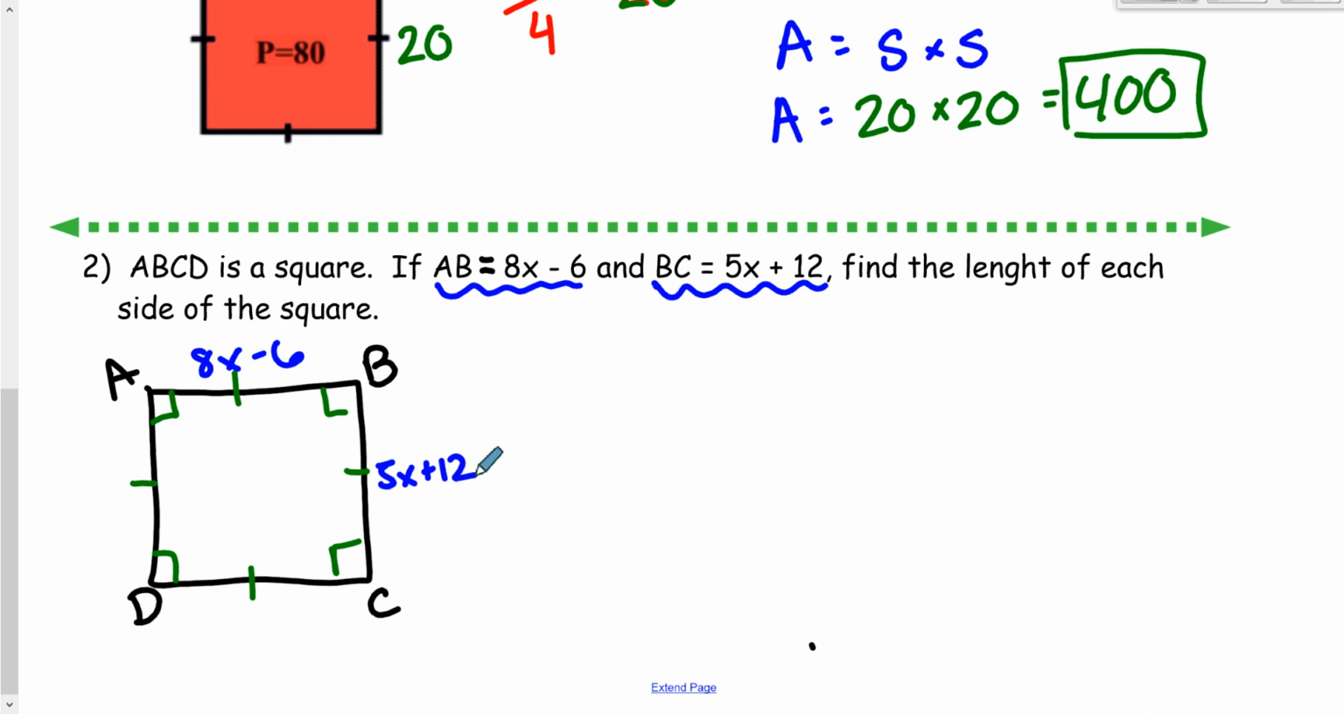Well, how do we find the length of each square? What do we know about these two? Well, we know that they are congruent. So 8x minus 6 is going to be equal to 5x plus 12. Then we solve for x and plug it in.